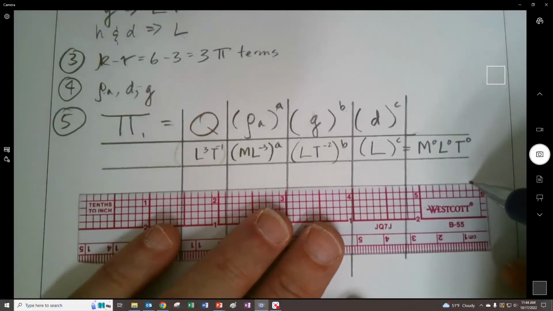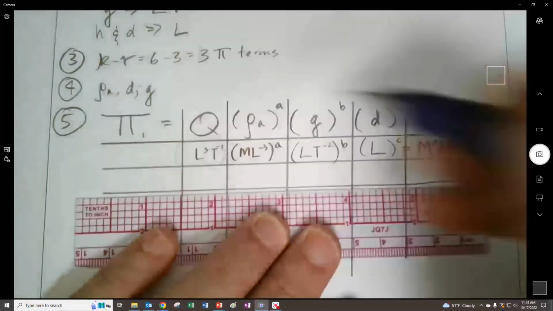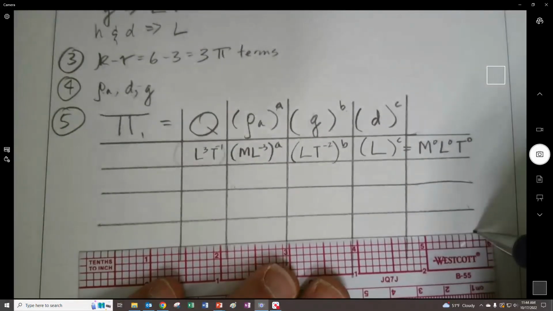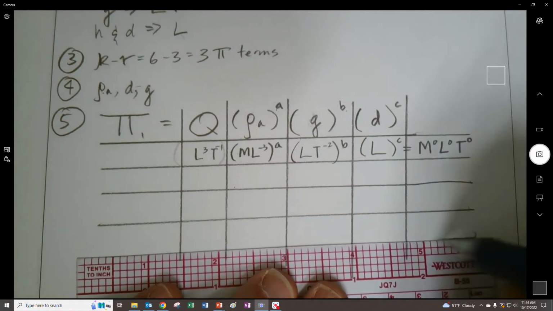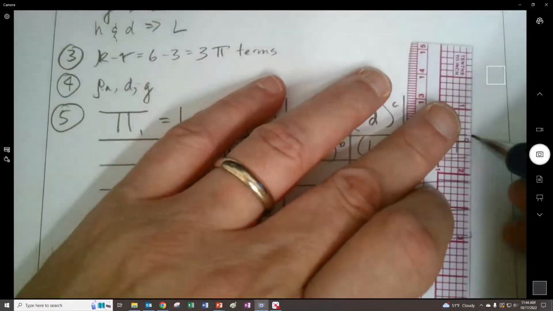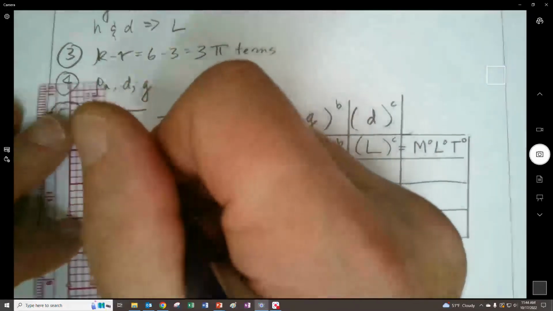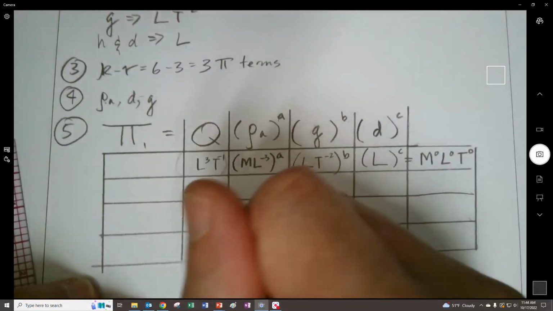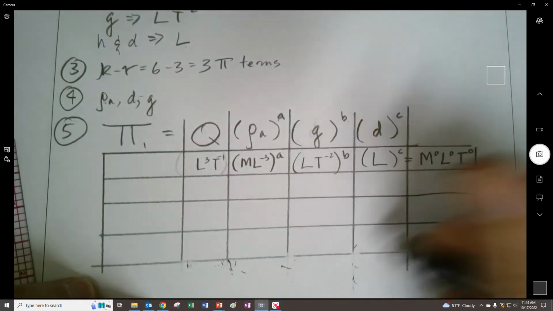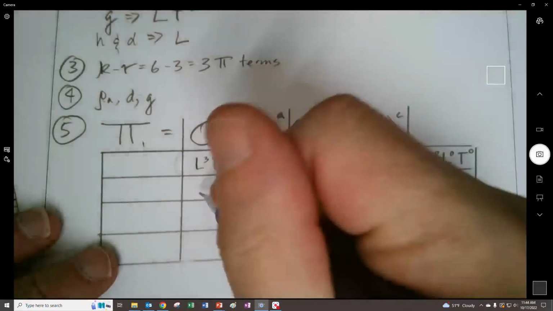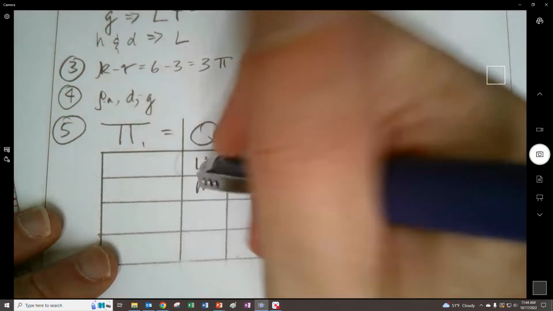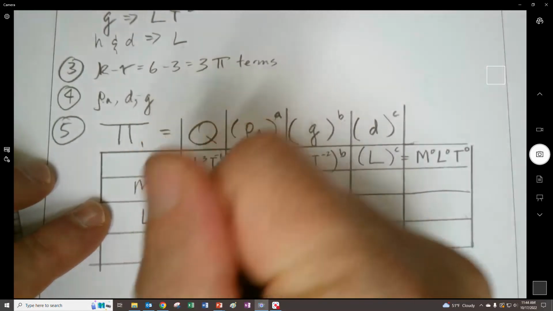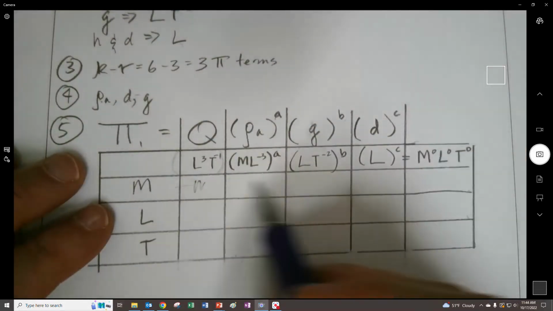So underneath, I'm going to make 3 rows. I'm doing a great job keeping that straight, didn't I? And over to here. And I guess I'll close that down. Might as well make it neat. And do it. M. Oops. Not there. Over here. M, L, T. Right? And so I'm just going to go across one at a time.